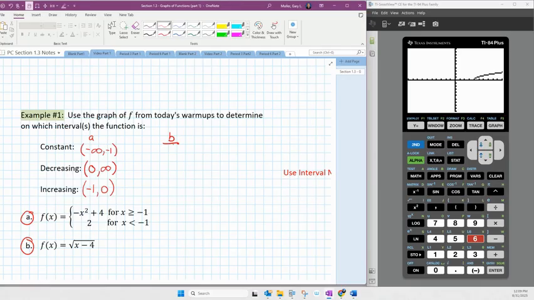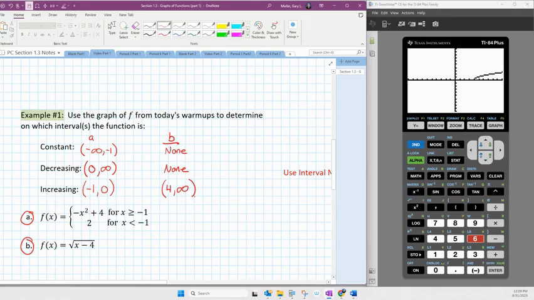Part B is still on the screen over here on the left, and it looks like we're constant, never, right? We're always going to be changing, going up or going down. So there is no interval. When is it decreasing? It's never decreasing. When is it increasing? From 4 all the way to infinity, not including the 4, not including infinity.